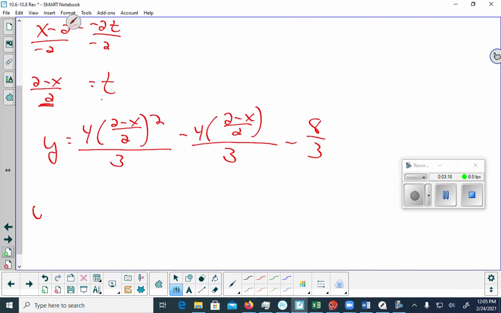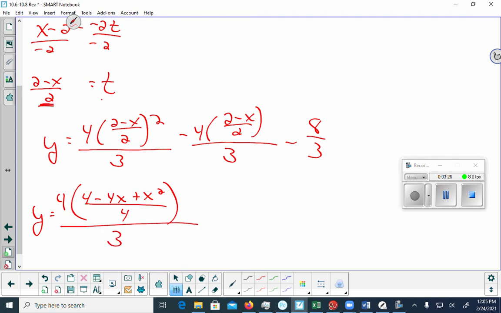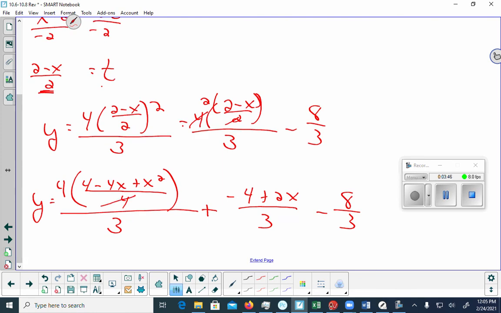So when I do this, I'm going to square this. This will be 4 minus 4x plus x squared over 4, and this is being multiplied by 4. Minus here, the 4 and the 2 will simplify, and I'll be left with a 2, but I'm really a negative 2. So I'm going to make this plus since I'm distributing that negative. Make this negative 4 plus 2x. This is all over 3. And then minus 8 over 3. Here, the 4's will simplify.